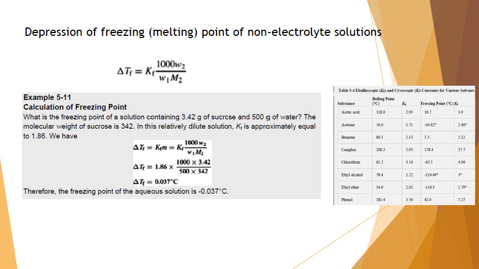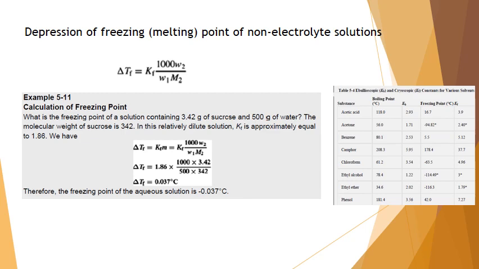It depends on the nature of the solvent. For each solvent, we do have a specific constant that depends on the nature of the solvent itself. W2 is the weight of the solute, while W1 is the weight of the solvent, and M2 is the molecular weight of the solute. So by using this equation, it's very straightforward to calculate the depression in the freezing point.